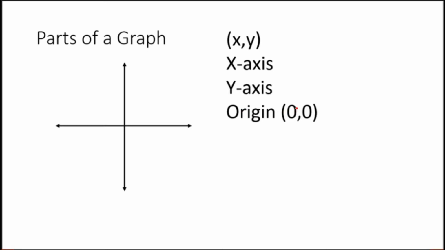And the origin, it's a point on the graph, but it's a special point. It is at 0, 0, which is this point right here. It's right in the center of the entire graph. It's not always on the graph, but sometimes graphs go through the origin. But this is just a place in the graph that we call the origin.